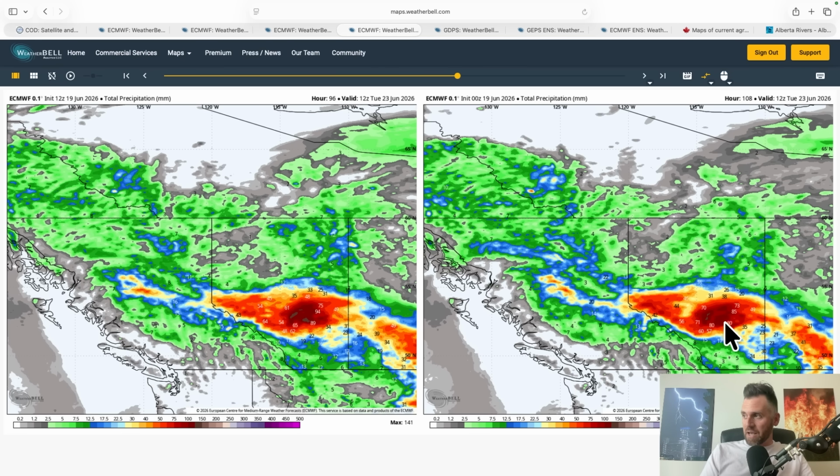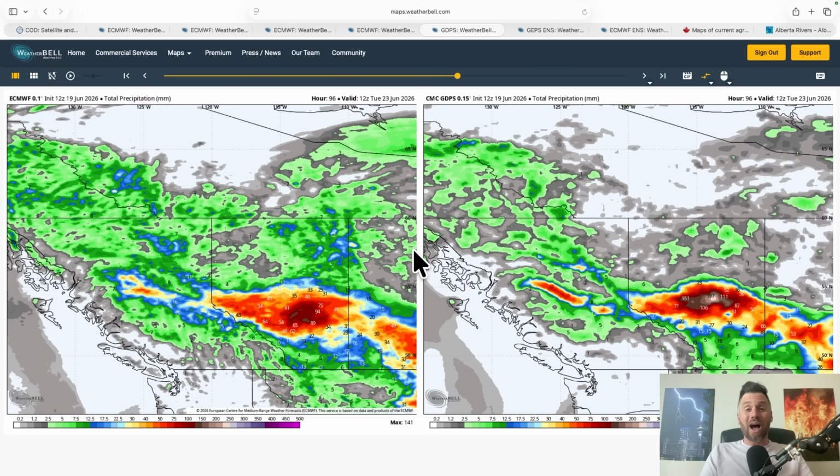It has that bullseye of heaviest precipitation in a similar area with a secondary bullseye out here in the west, a little bit of a weakness that's filled in as of this morning's run. But in general, the spatial pattern of precipitation and the intensity are in fairly good agreement there. So if you have that internal consistency from run to run, that increases your confidence in that output. We can also compare to other models.